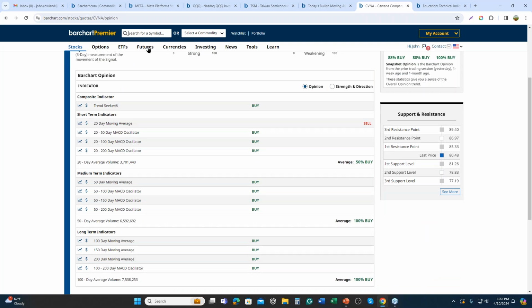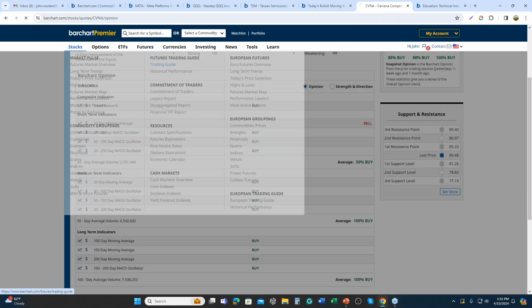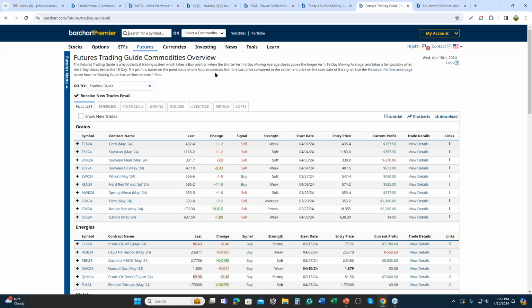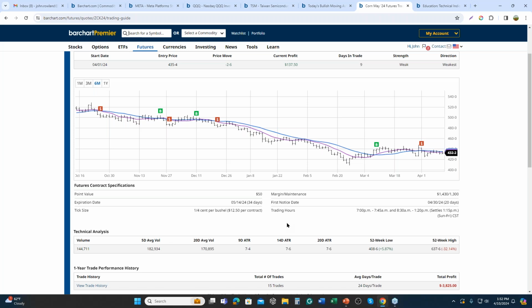All right, so for my futures traders, we have something called the futures trading guide, and this is a hypothetical moving average system that uses the 9-day and the 18-day moving average. Again, it breaks this down in terms of the entry point, the duration, and the current profit, or, as the trade is closed out, you can get the details. Gene, I think you can help me out on this one. I believe this is a premier feature. Is that correct?